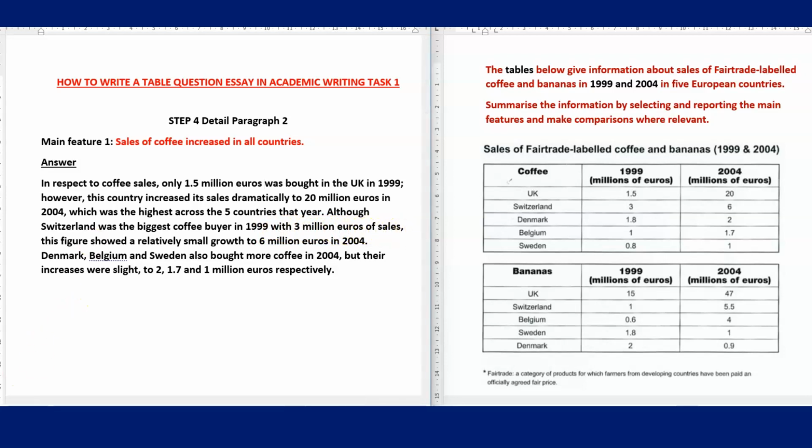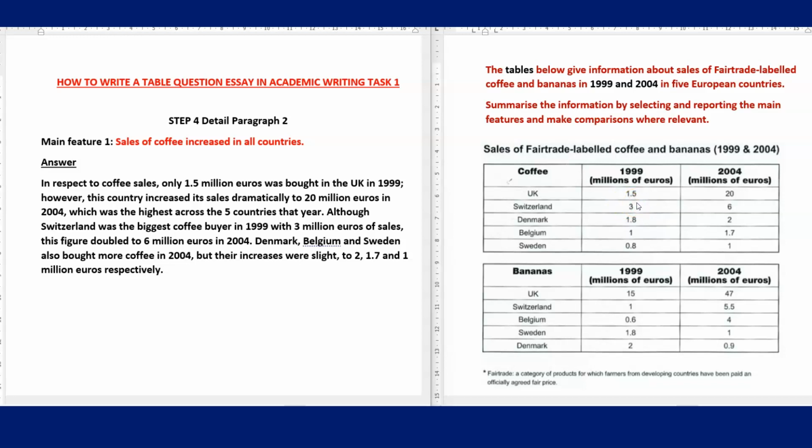This figure doubled to 6 million euros in 2004. So if you take Switzerland, 1999 it was 3, but 2004 became 6, which is a double. So although Switzerland was the biggest coffee buyer in 1999 with 3 million euros of sales, this figure doubled to 6 million euros in 2004. All right, so that is for Switzerland. So the UK saw a very high increase, a dramatic increase, and then the sales of Switzerland when it comes to coffee also doubled.